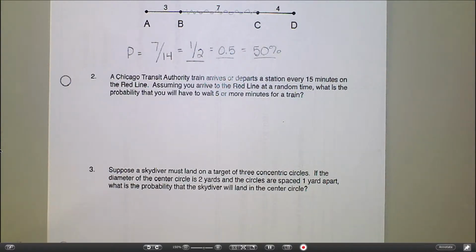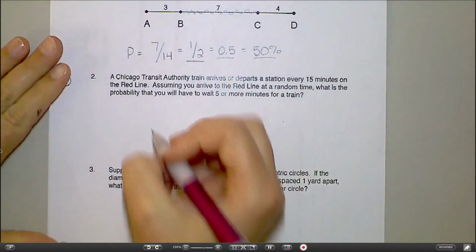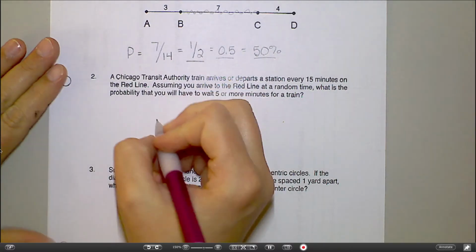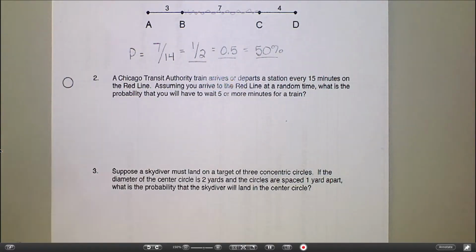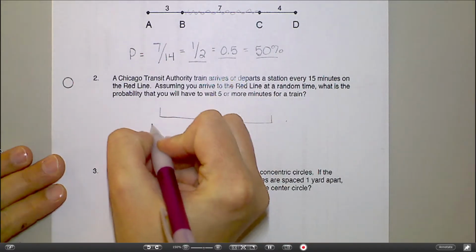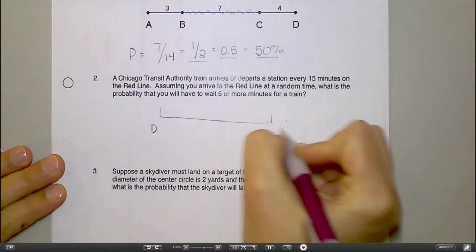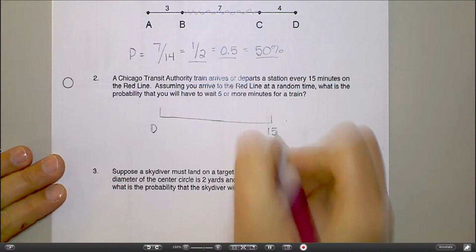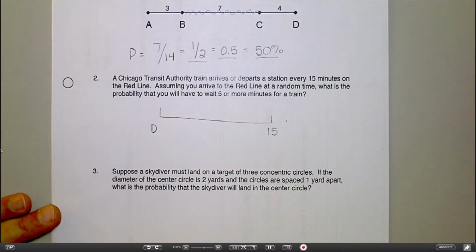Okay. Chicago Transit Authority train arrives or departs the station every 15 minutes. Assume you arrive to the red line at a random time. What is the probability you'll have to wait 5 minutes or more for a train? Okay, so we've got 15 minutes between when one leaves and another one starts, right? So I'm going to kind of diagram out. Here's 15 minutes, right? So this would be like 0, this would be 15. Okay, so this represents a 15-minute block of time.